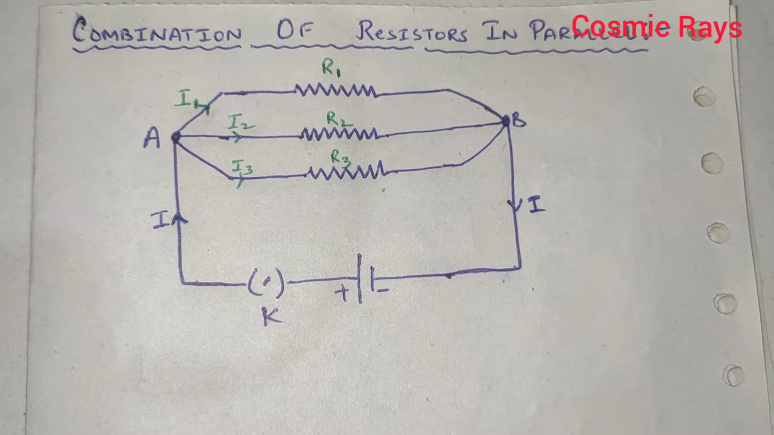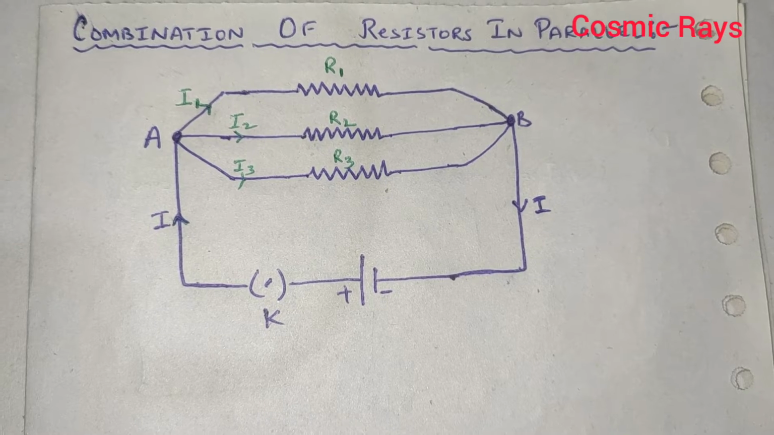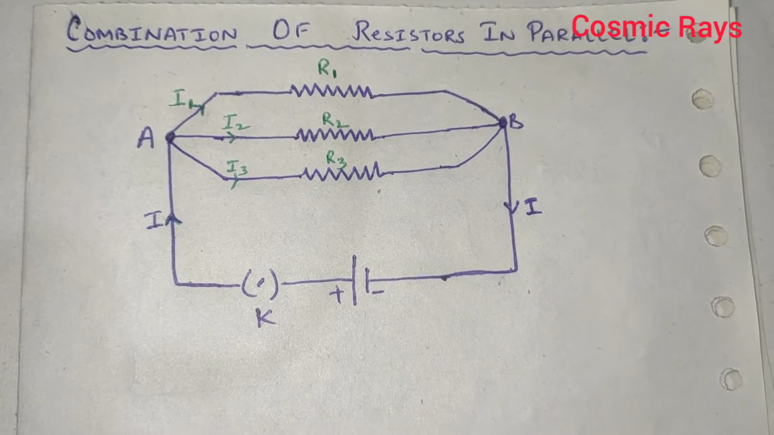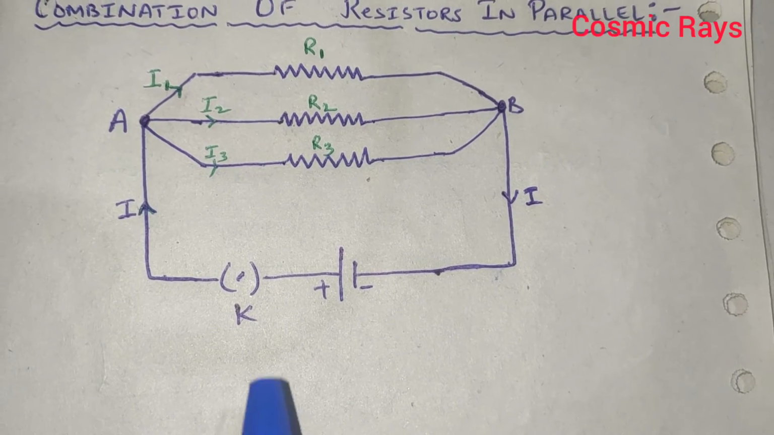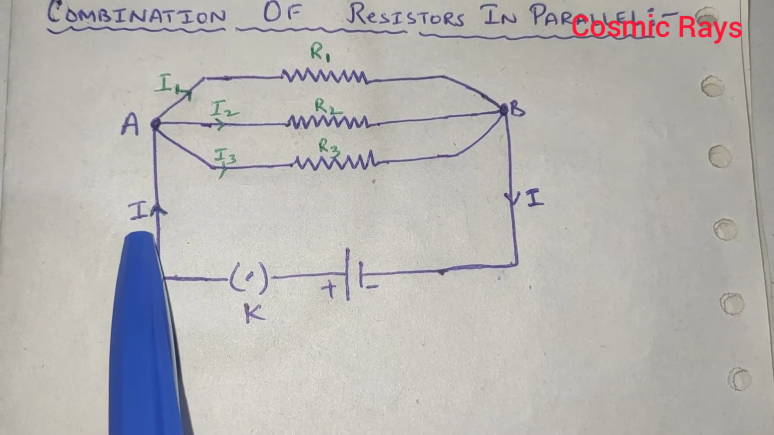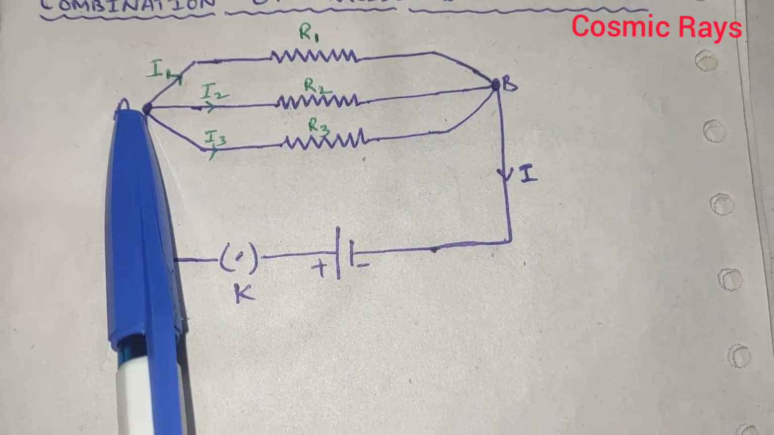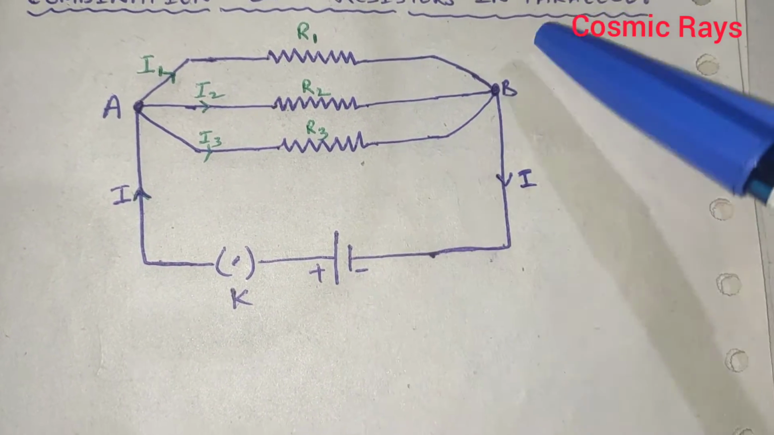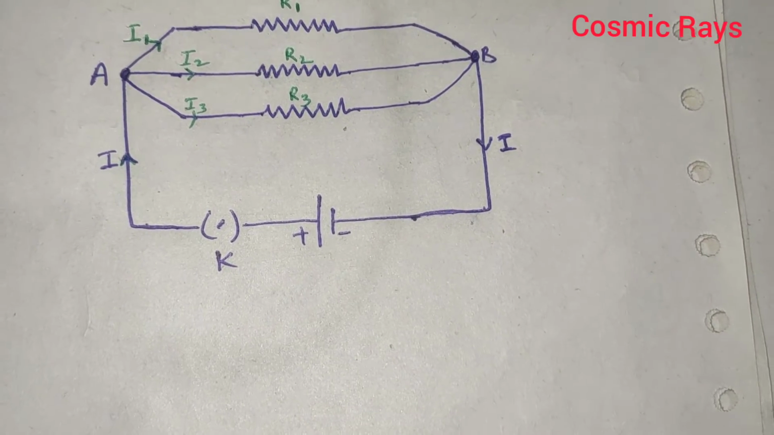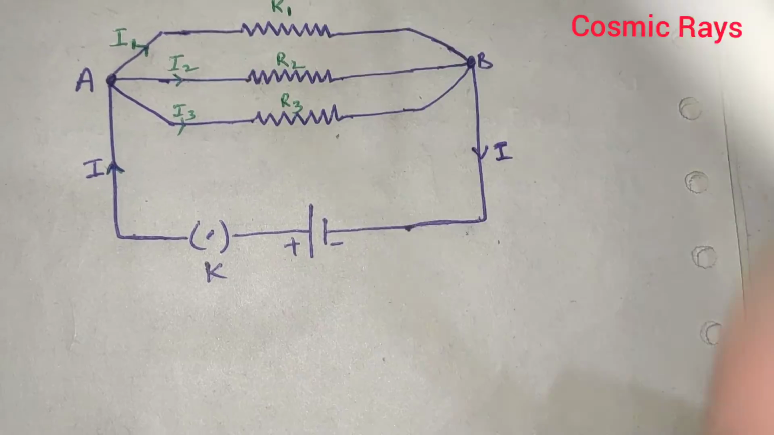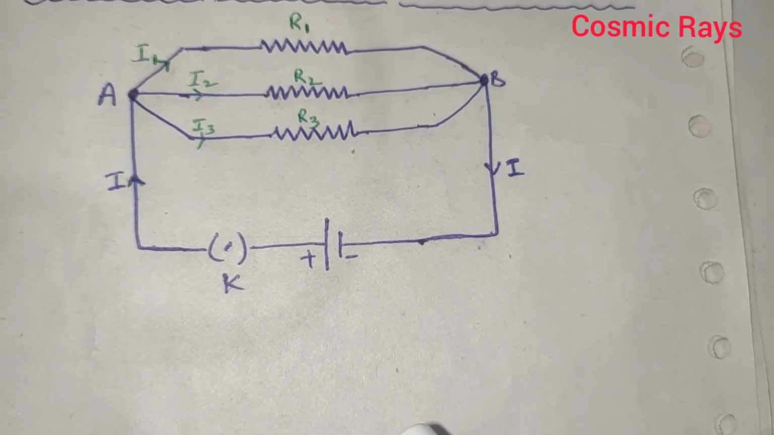Hello friends, in this AV we are going to talk about the combination of resistors or resistances in parallel. First we'll try to understand the figure that we have made. Here a current I flows through the circuit between A and B, and we have three resistances R1, R2 and R3 which have been placed parallel to each other.